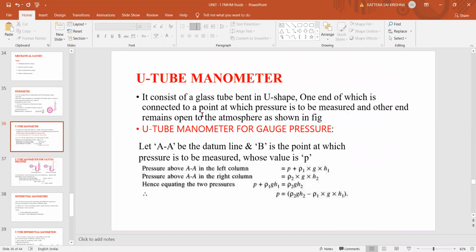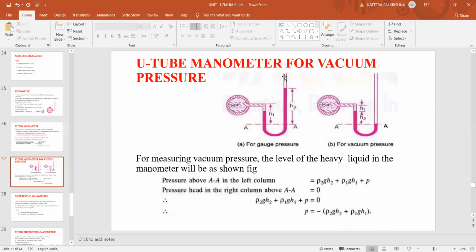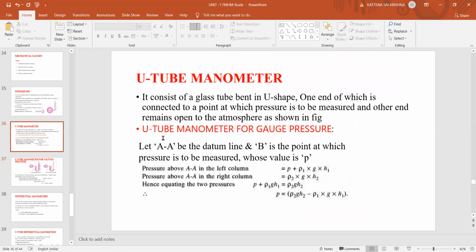So what happens, one end of which is connected to the point at which the pressure is measured, and the other end remains open to the atmosphere as shown in the figure. So that we have seen here, it is open to the atmosphere. But here we should not close the valve, we should not close this tube. Okay. So this is the U tube manometer for gauge pressure. Already I said gauge pressure is nothing but pressure above your atmospheric pressure.